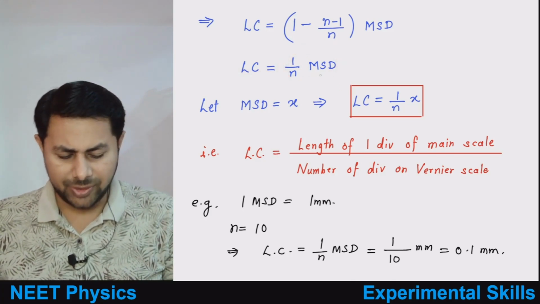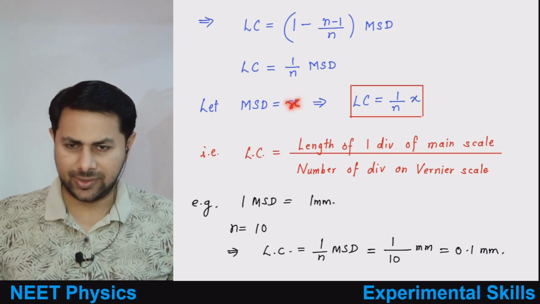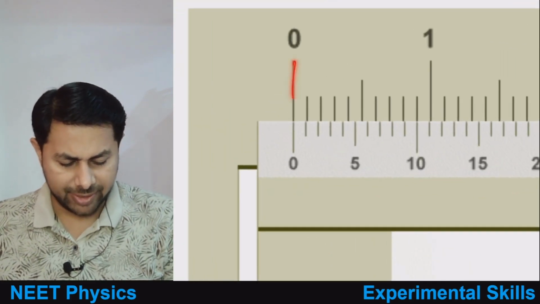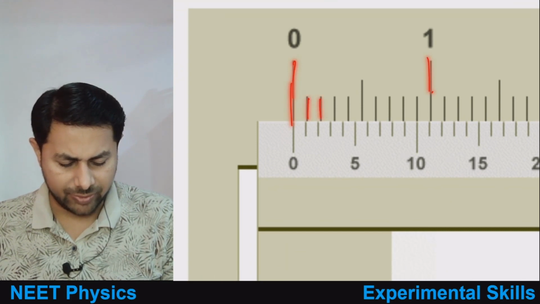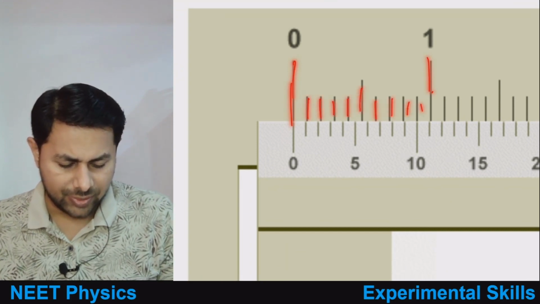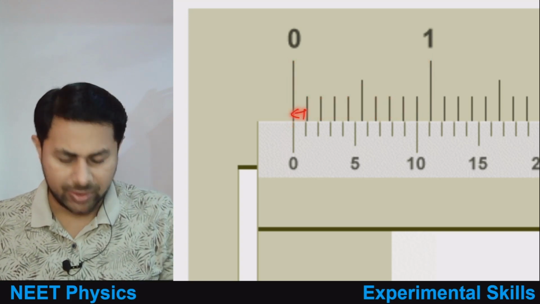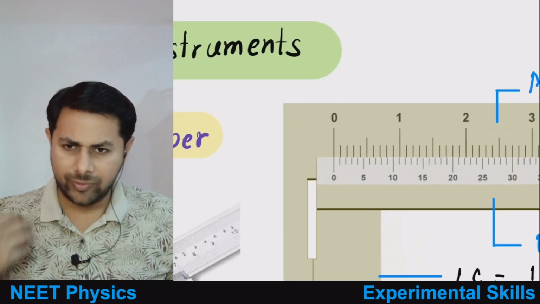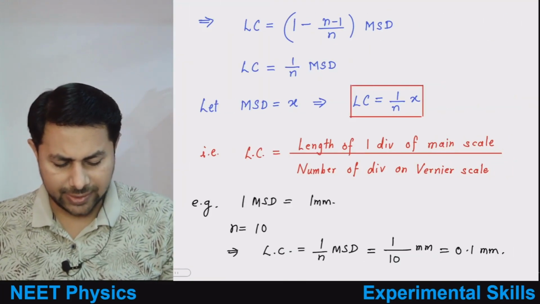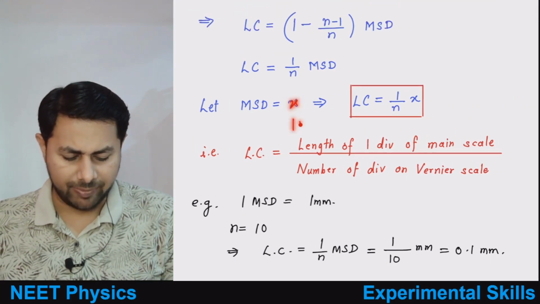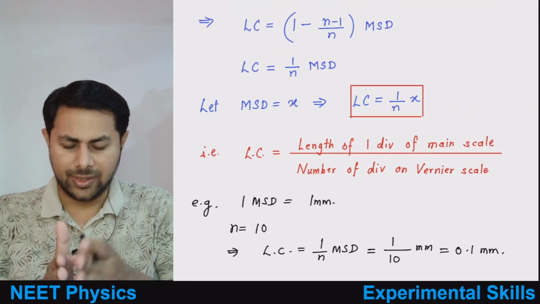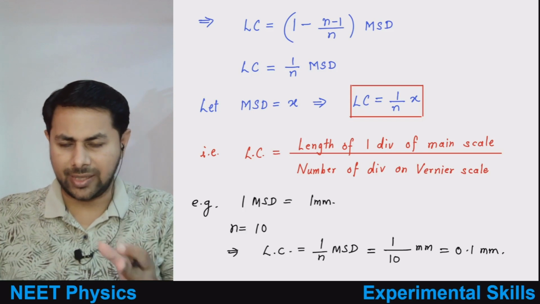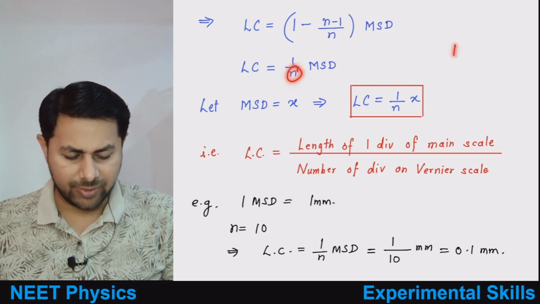Okay, so suppose the main scale division is equal to x, right? So in this example, how much is x? This is a centimeter scale. Okay, so 1 centimeter is equal to what? 10 millimeters. So this 1 division is equal to 1 millimeter, right? 1 millimeter, 2 millimeters, 3 millimeters, and so on. So just for an example, suppose x is equal to 1 mm, and we have seen that n is the number of vernier scale divisions that match with n minus 1 main scale divisions. So that's equal to 10, right?